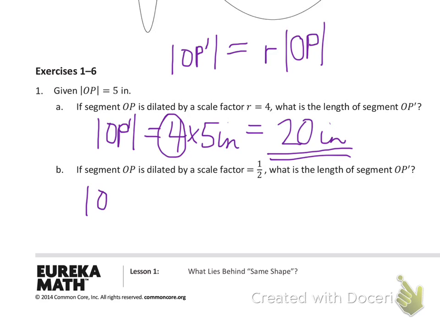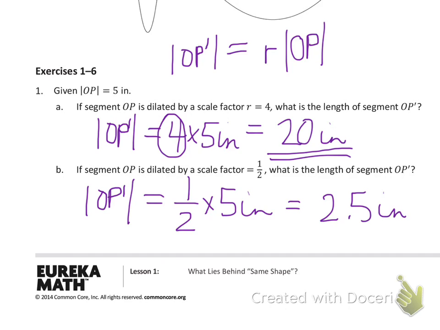Okay, but the length of OP prime when the scale factor is 1/2, that'd be 1/2 times 5 inches, which is going to be 2.5 inches. Okay, so in that case, P is 5 inches away. So a scale factor of 1/2 is pulling toward the center of dilation, sorry, and going to put the image at 2.5 inches from our center here. So OP prime is going to be 2.5 inches, so it's pulled toward the center.